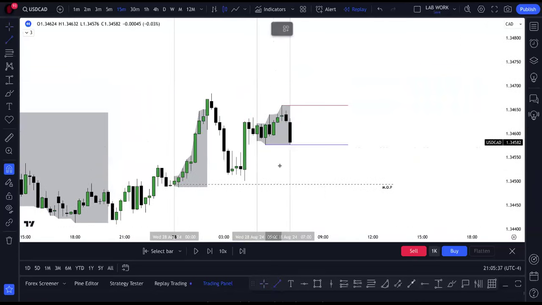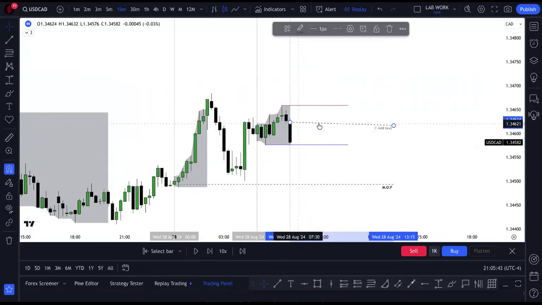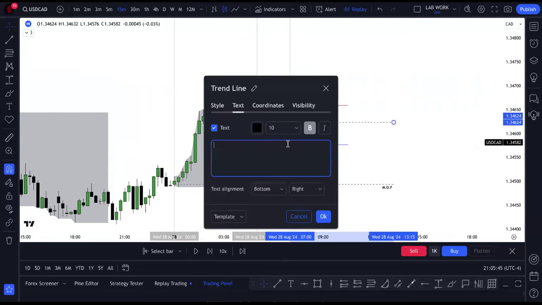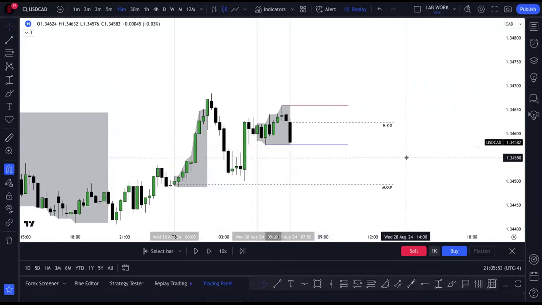Midnight opening price. Man said it's dead. Don't trade there. That market is dead, fam. All right. And what's this? 7 a.m. New York open.